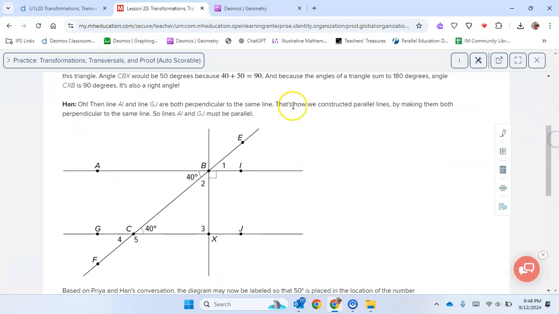Oh, then line AI and GJ are both perpendicular to the same line. That's how we constructed parallel lines, by making them both perpendicular to the same line. So lines AI and GJ must be parallel.